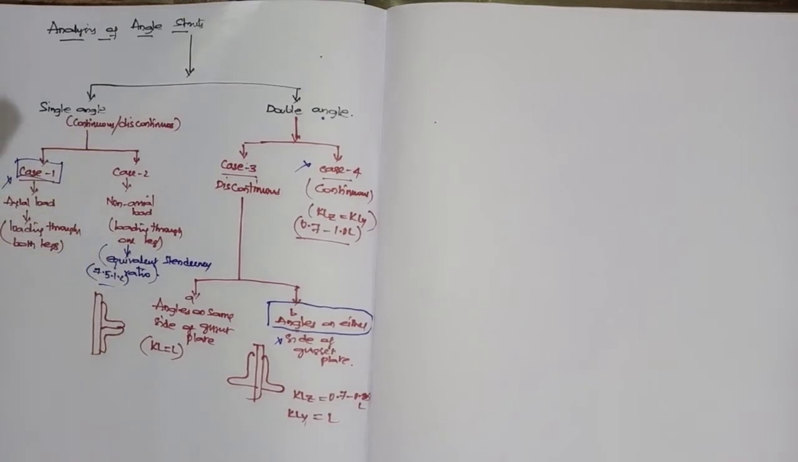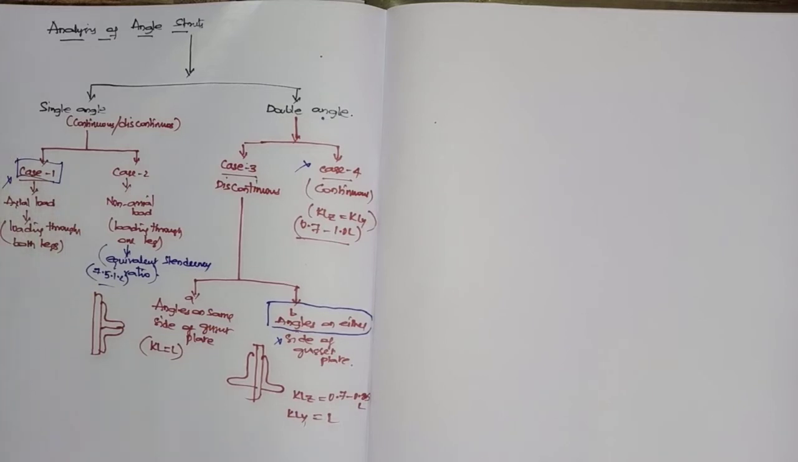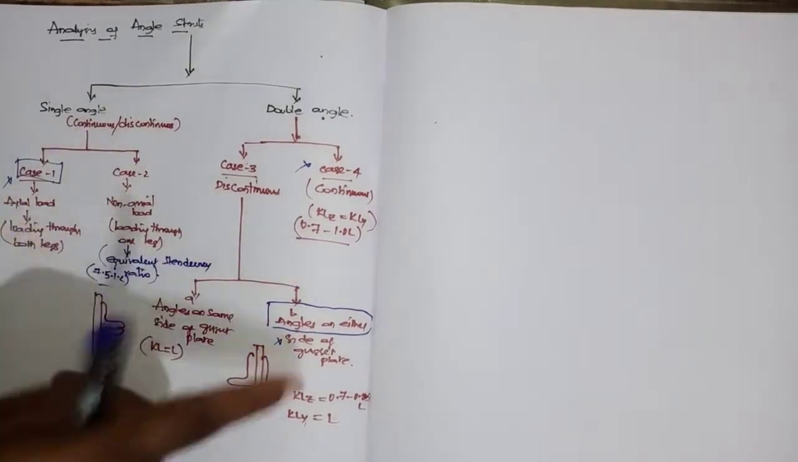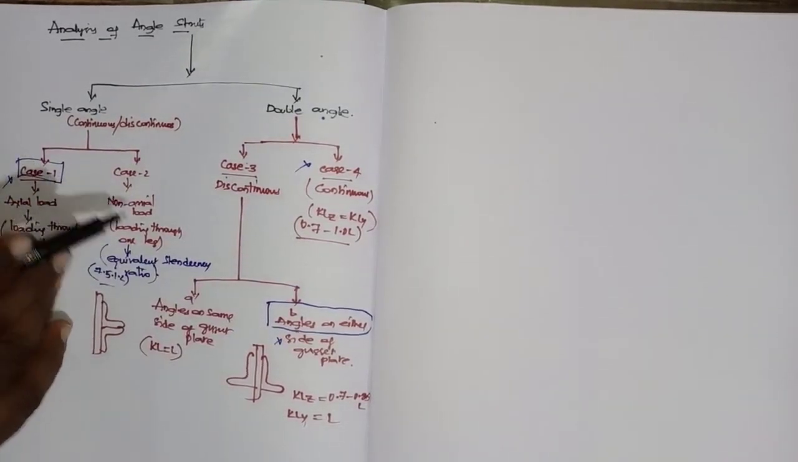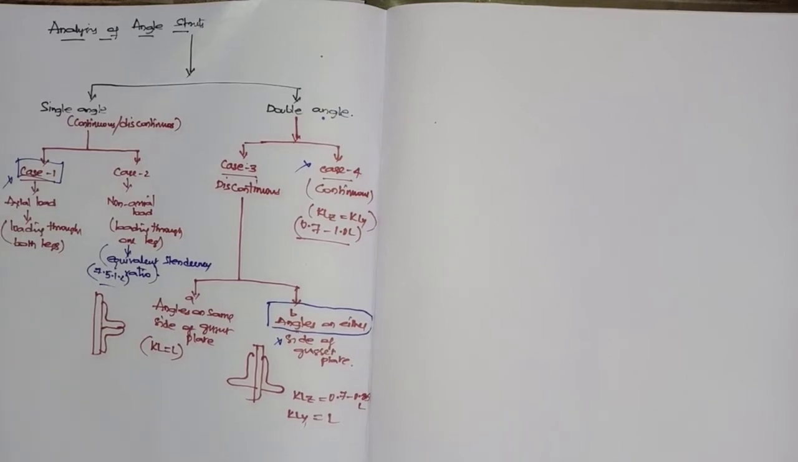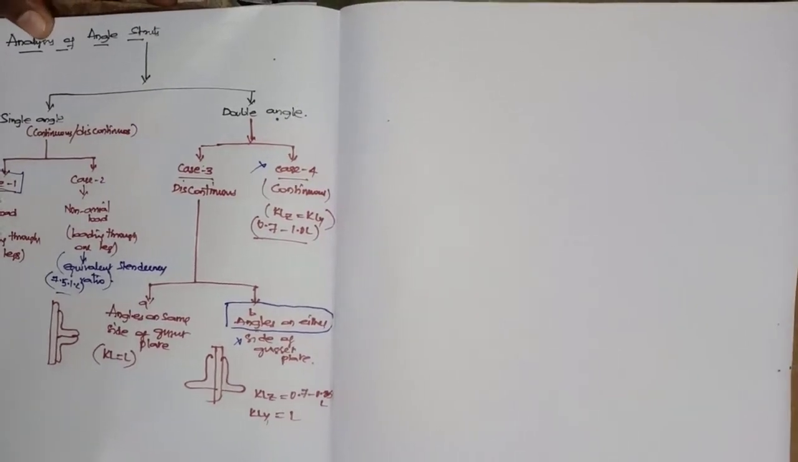What did we do for the I section? We calculated the h by bf ratios, calculated the effective length, decided the buckling class, and calculated the effective slenderness ratio. The same procedure holds good here, whereas it will change for case 2. Now we'll see in detail what case 2 is.